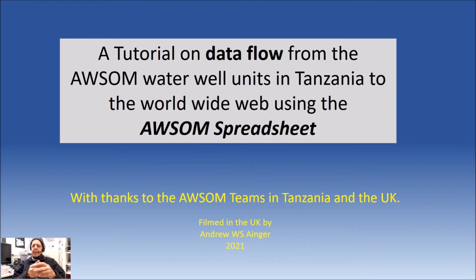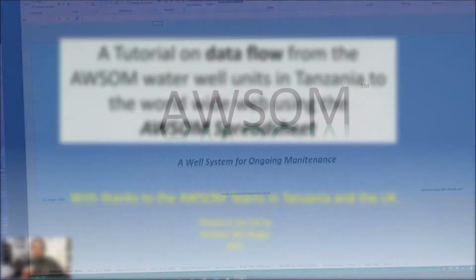The spreadsheet takes the information from a phone, a series of SMS texts, then converts and processes them in a semi-automatic way. Then we can put it out onto the website. Right, without further ado, let's go into the AWSOM spreadsheet.